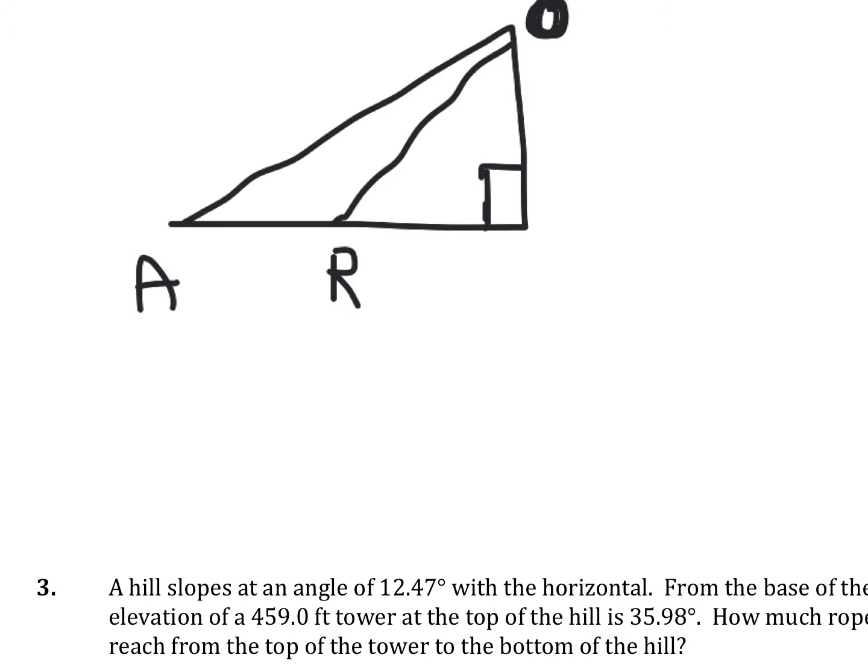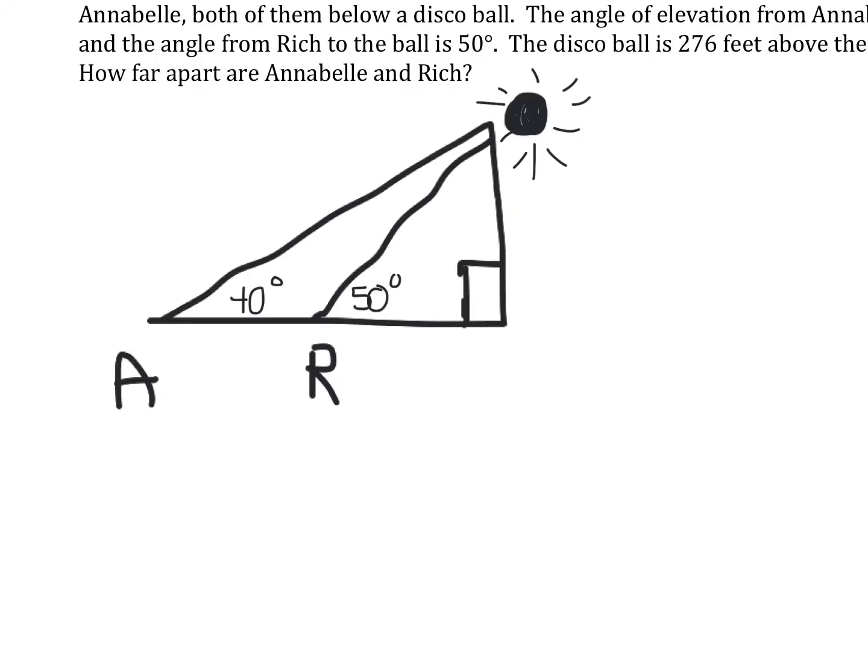Her angle of elevation is going to be smaller because she's further away from the disco ball. So they said she's 40 degrees, he's 50 degrees. We were also given one more really important piece of information, and that's that the disco ball is 276 feet away or above the ground. And then the question, what we are looking for is how far apart are Annabelle and Rich? That's going to be this distance right here.